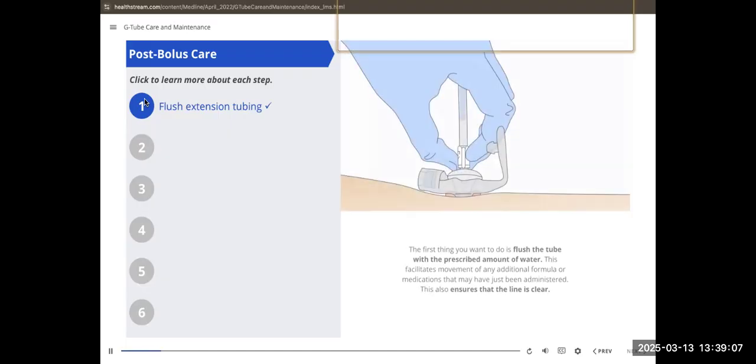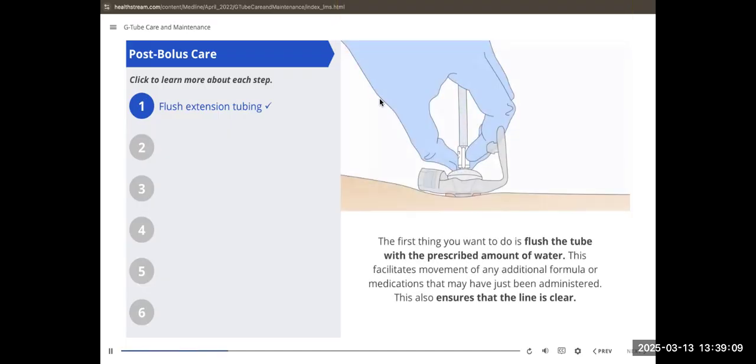The first thing you want to do is flush the tube with the prescribed amount of water. This facilitates movement of any additional formula or medications that may have just been administered. This also ensures that the line is clear.